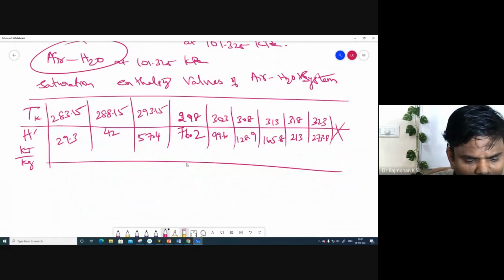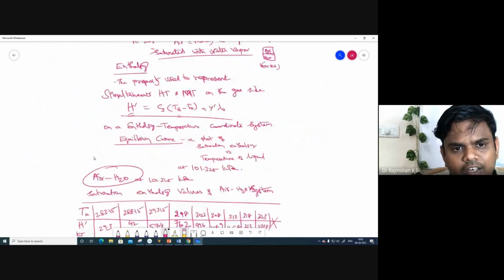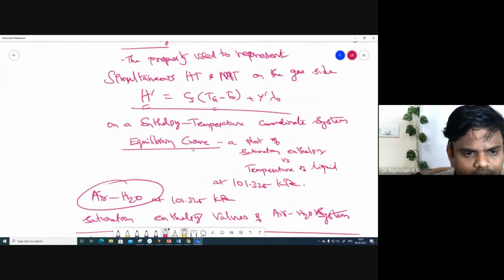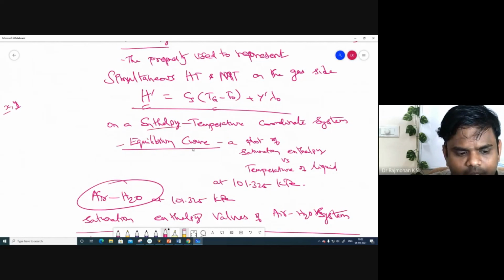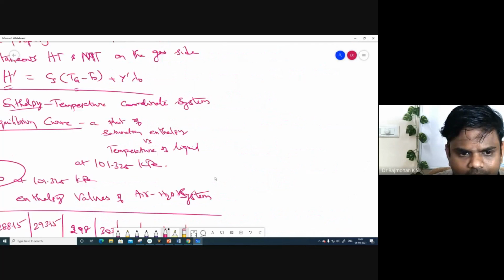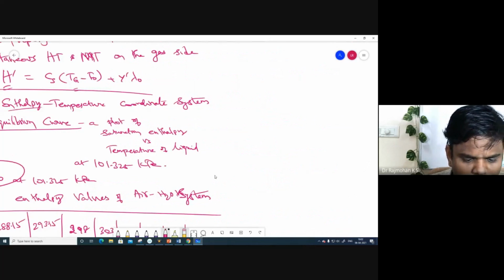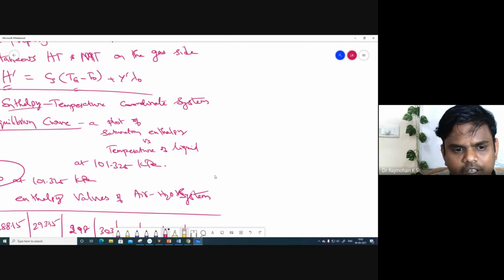So what is the equilibrium curve? It is the relationship between enthalpy of the air and the temperature of the water. We should know that equilibrium curve. In our earlier models, the equilibrium curve represented the mole fractions x and y in liquid phase and gas phase, whereas here our equilibrium curve is about enthalpy. It is a plot of saturation enthalpy and the liquid temperature, when equilibrium is attained between air and water.